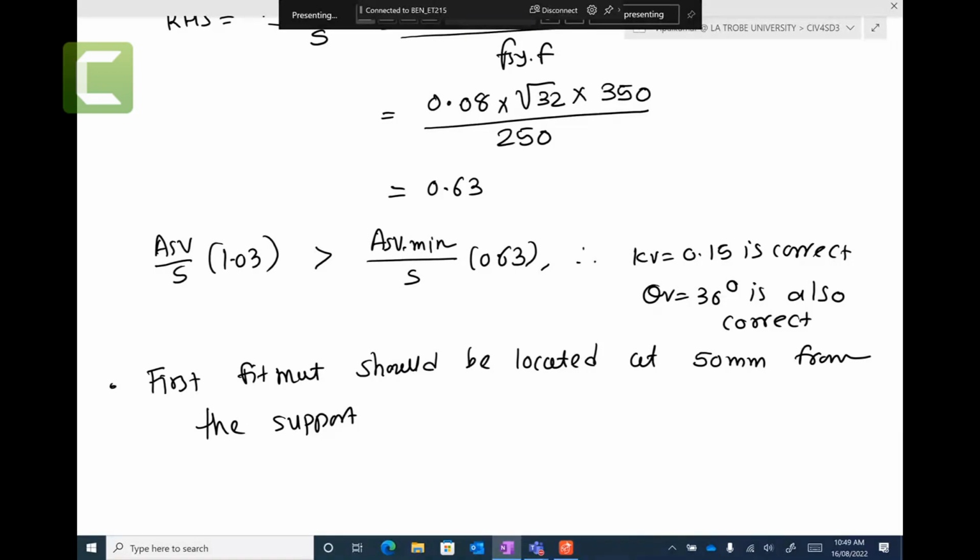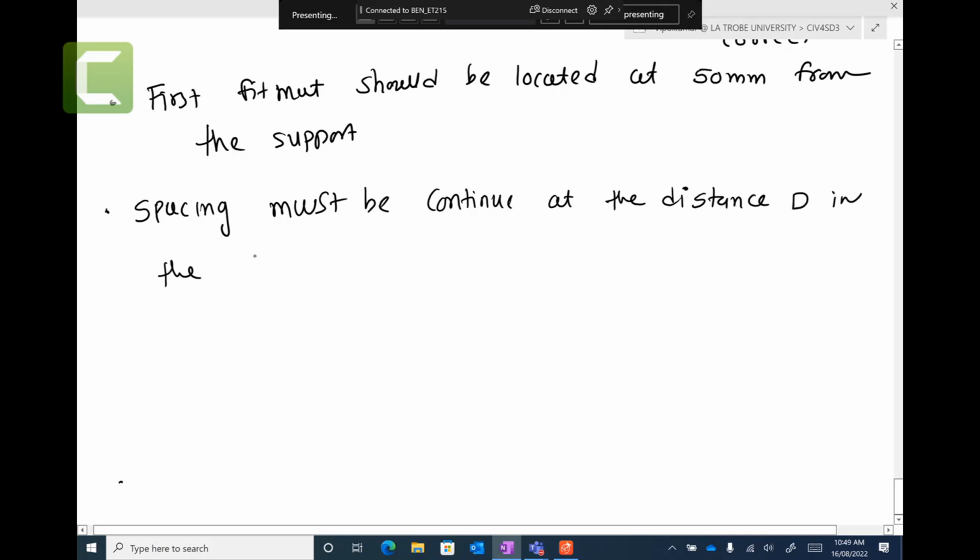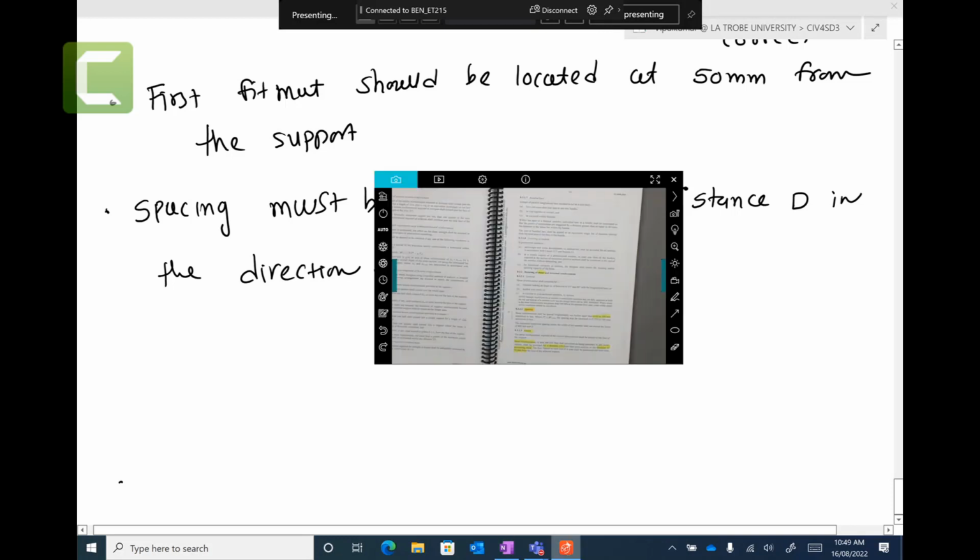Second one, that spacing must be continued at the support, continue the distance D in the direction of decreasing shear. What does it mean and where is it written?